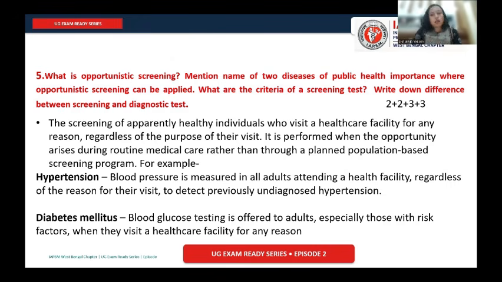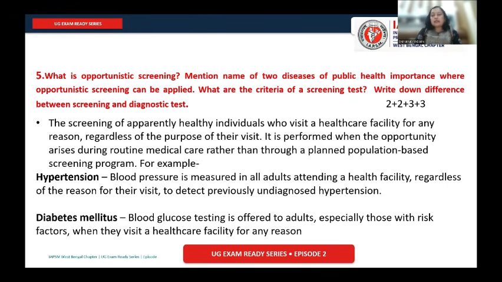Coming to question 5, where you have been asked what is opportunistic screening? Mention name of 2 diseases of public health importance where it is done. What is the criteria of screening test, and write down the difference between screening and diagnostic tests. Opportunistic screening is when a screening is done in an apparently healthy individual who has come to a health facility for some other cause. Just like a missed opportunity where a mother has come with a child for immunization and you are talking to the mother about family planning. And if you miss it, that is known as missed opportunity.